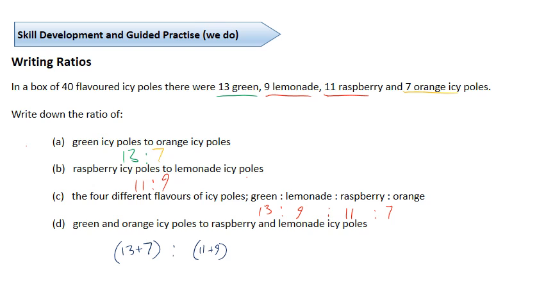So 13 plus 7 is 20 is to 11 plus 9, also 20. 20 is to 20. So green and orange Icy Poles exactly match the raspberry and lemonade Icy Poles.